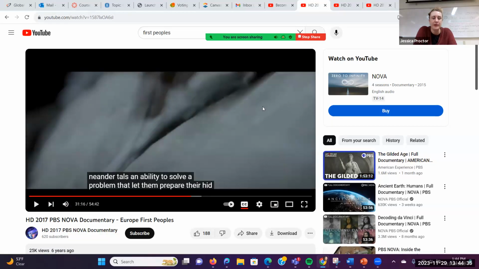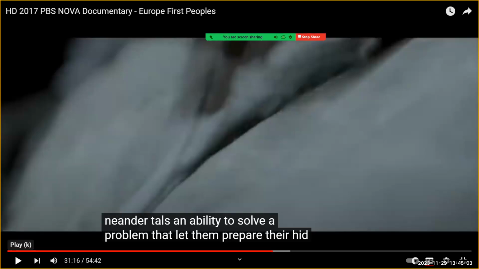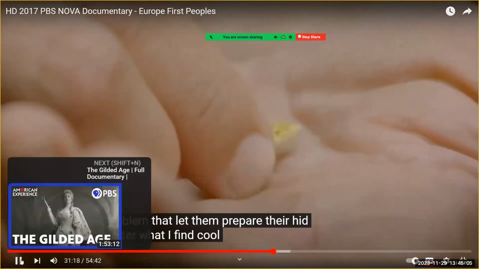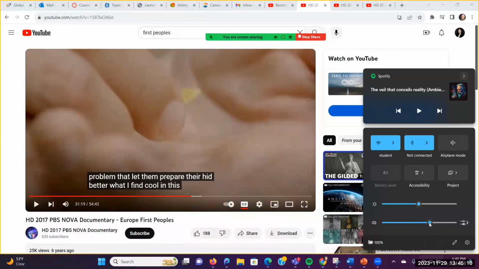Okay, so this first clip here is going to be evidence that they utilized pigmented and perforated shell beads. This is a study done by Zilhão at a site in Iberia. And we're watching a couple segments from the First Peoples documentary. This is a documentary that you will eventually watch the whole thing of. I'm just going to show you a few clips of it for right now. Let me make sure I've got the sound properly adjusted here for you guys.